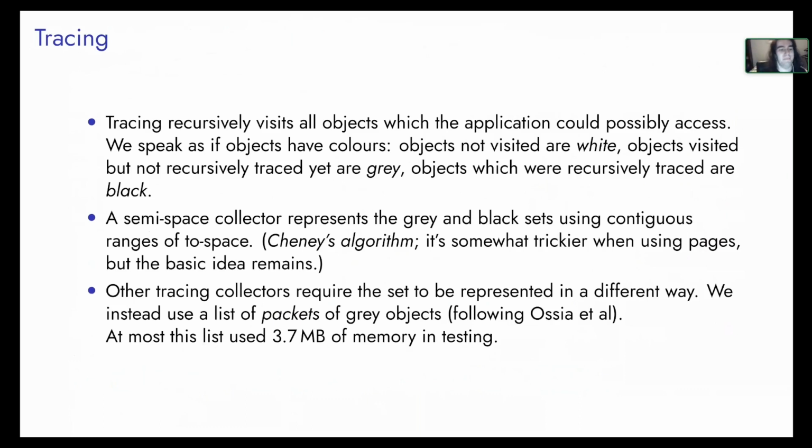The basic idea still remains. The set of grey objects needs to be represented in a different way. So to do this, we use a list of packets, which are little arrays of pointers to grey objects, following a garbage collector designed by Ossia et al. At most, in practice, I found that this list used just about 3.7 megabytes of memory in testing, which is quite small compared to a semi-space or the number of pages that we need to reserve, for example.